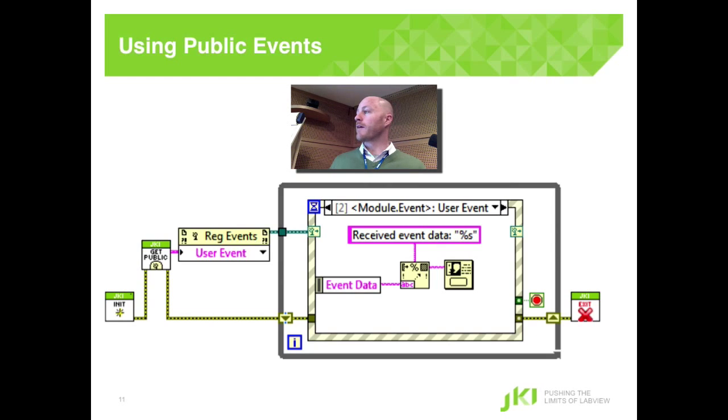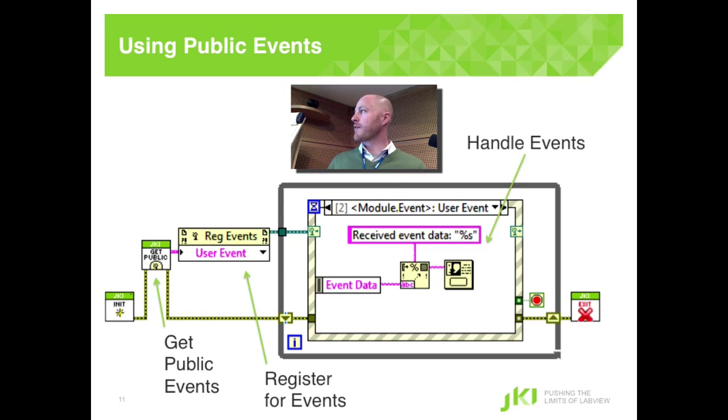You can wire the get public events into the event registration, wire this into an event structure, and then just pop up on here, and immediately you have all of the events and event data. There's no need for calling special VIs for converting variants into the type of the message and enums and things like that. It's really straightforward and simple. So again, get public events, register for events, and you handle them.